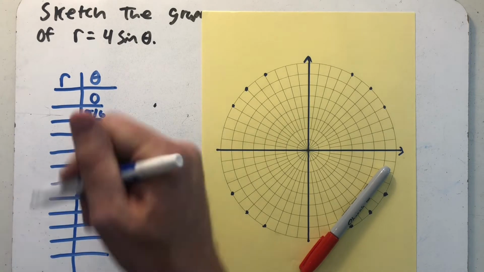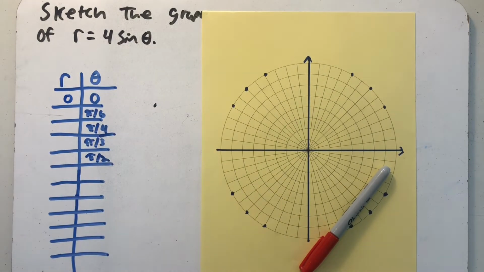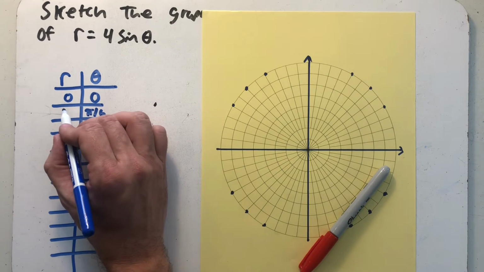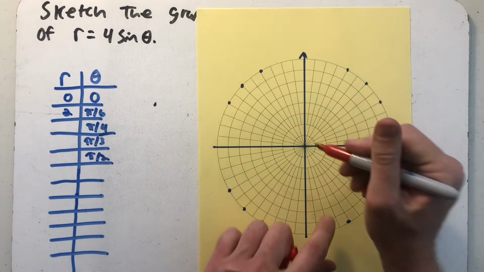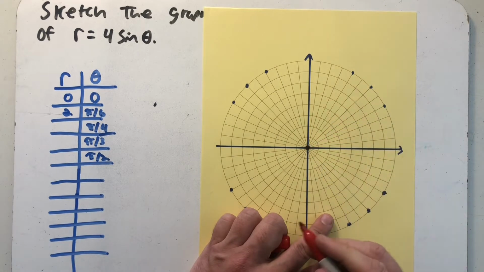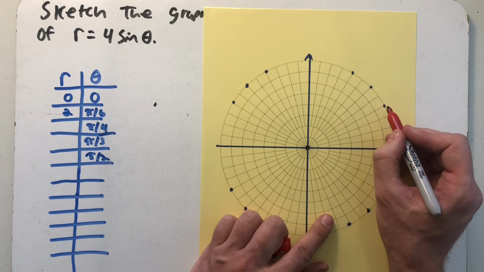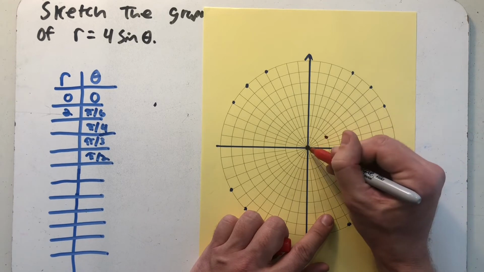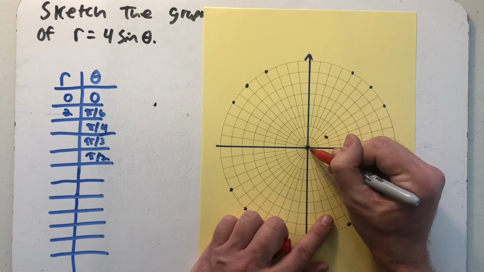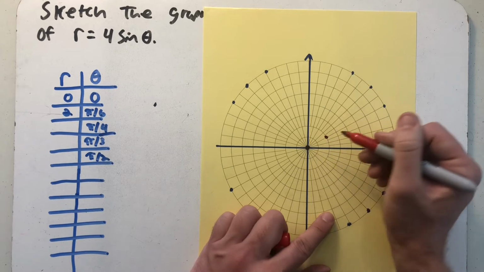So sine of 0 is 0. So I start off there. And now I need to plug in a pi over 6. And the sine of pi over 6 is 1/2 times 4 is 2. And so I have at least 2 points to go on and get started. I know the poles on my graph. So right there at the origin. And at pi over 6, I'm 2 units away from the origin. So right there. And you know, it's a nice polar thing. So I think I'm kind of curving out as I go around, right?